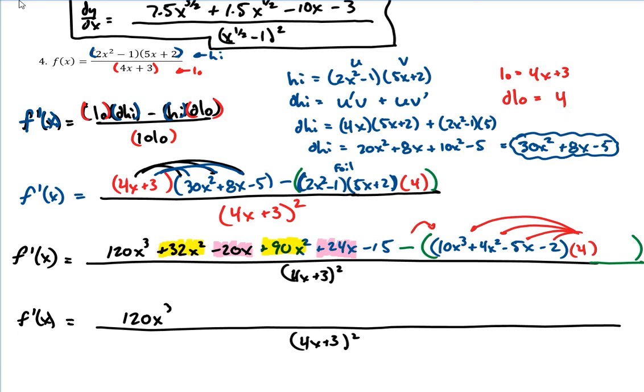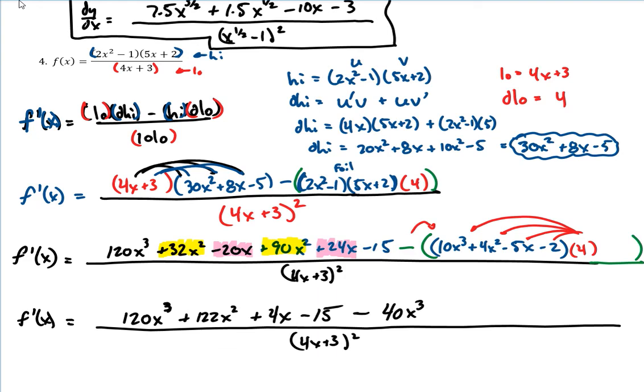So we could do a bunch of simplifying in one, actually. So we still have 120x cubed. And then the positive 32x squared plus the 90x squared would be plus 122x squared. Minus 20x plus 24x would be plus 4x. Minus 15 is still minus 15. And then now let's distribute the negative, while at the same time multiplying by 4. Okay, so that means the negative is going to change the signs, and then the times 4 will multiply the coefficients by 4.